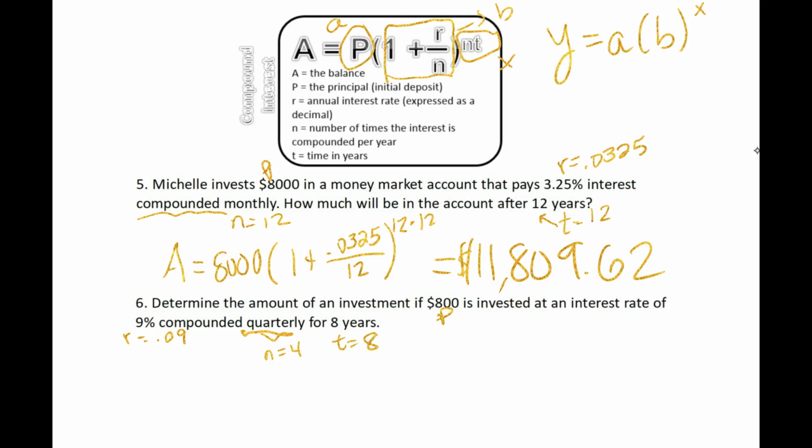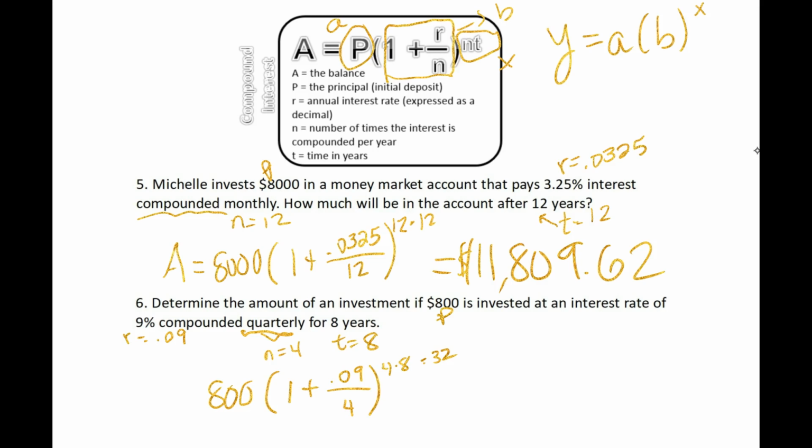So we simply have 800 times 1 plus 0.09 over 4, raised to the 4 times 8 power, which gives you 32. So I'm not going to put it in Desmos. You're going to do this.